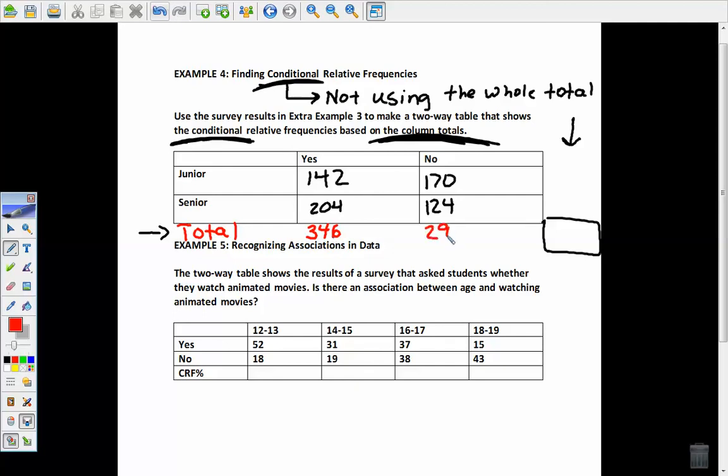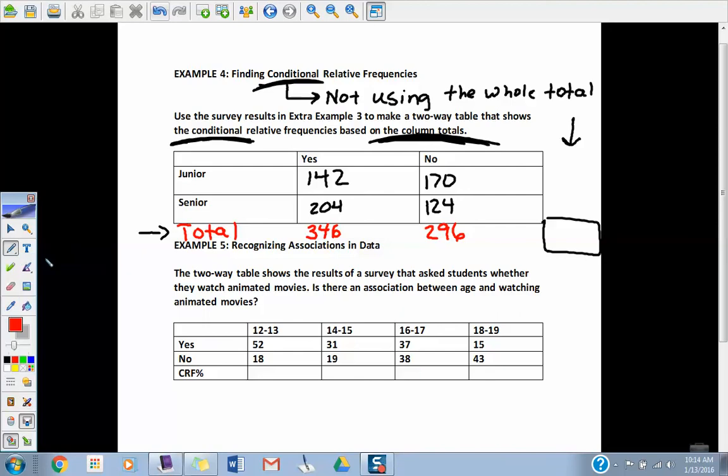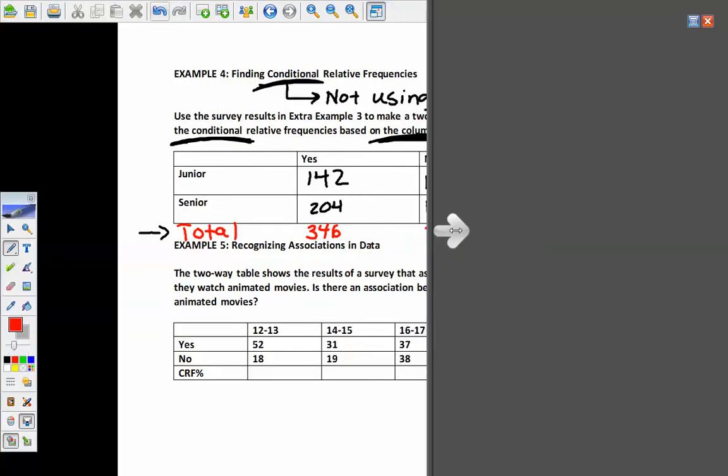What conditional relative frequency means is the following. You have some kids that are saying yes, and you have some kids that are saying no. This is simply saying, of the kids that say yes, how many total kids said yes? 346. They call it conditional because we're going on the condition that the kid is saying yes to going to college. So I want to know what's the conditional relative frequency.